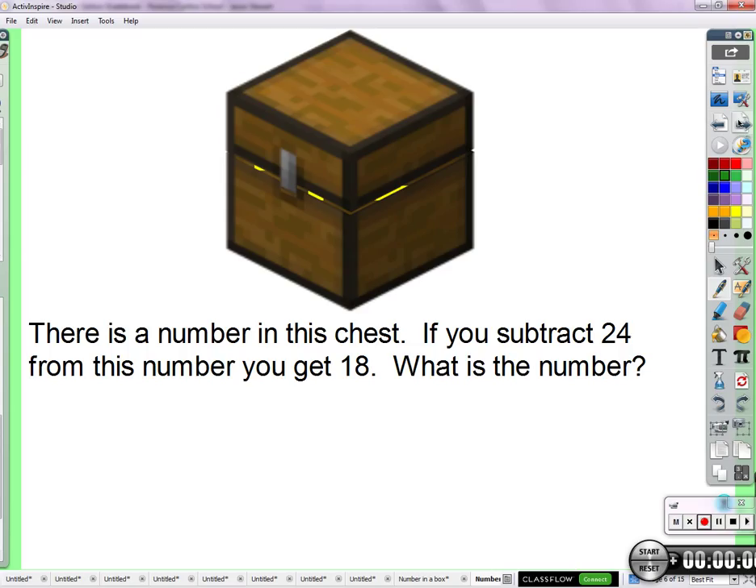So there's a number in this chest. You can see it kind of peeking out there. Okay? If you subtract 24 from this number, you get 18. Without shouting it out, I want you to just figure out what that number is. We're starting off simple. Okay? Figure out what that number is and don't shout it out.